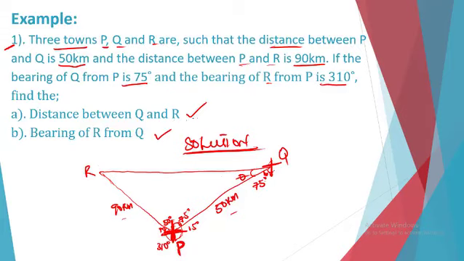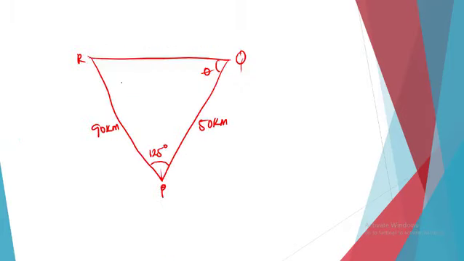The distance between Q and R, the distance between this and this, Q and R. Okay, now line QP is given, line PR also is given. So considering this, what do we use in solving for the value of QR? Which law do we use?